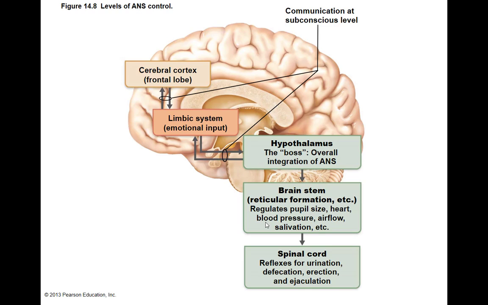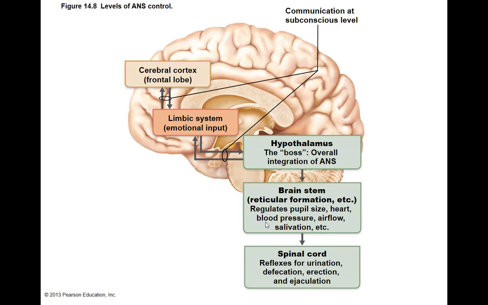Some of this, I can't remember how much detail I go into. Some of this, I think, was in chapter 12. Like, what does the cerebral cortex do? But the limbic system, a little interesting part, is the emotional input. It's the emotional part of your brain. I don't go into much detail.